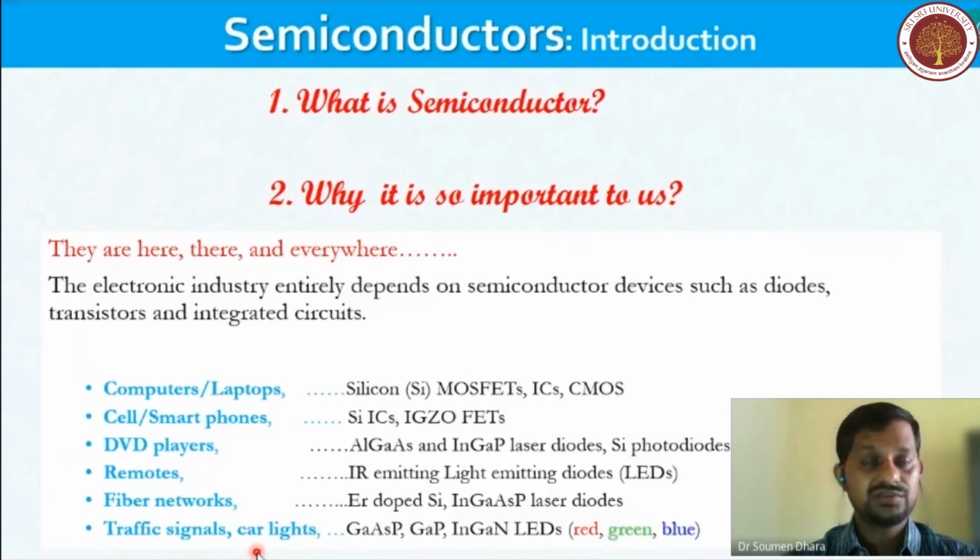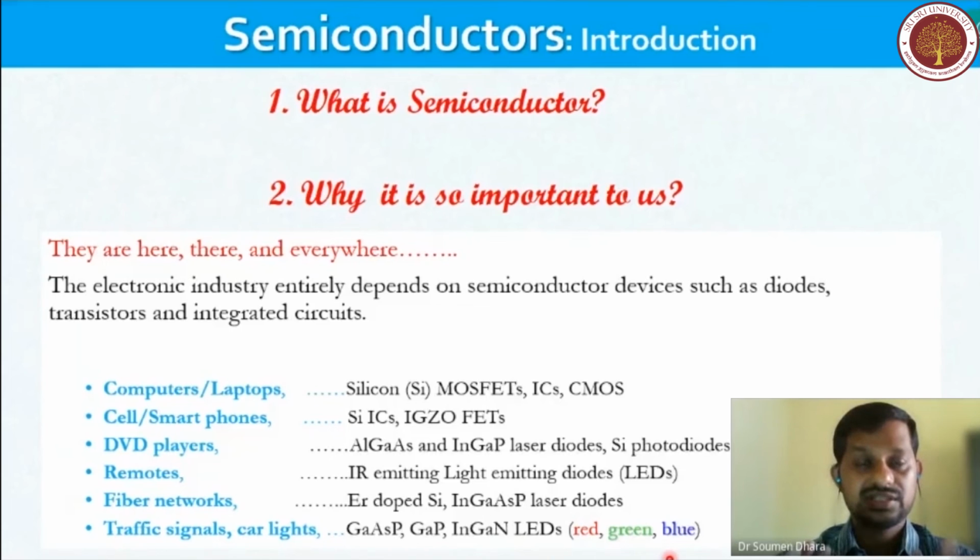And traffic signals. Nowadays we are using LED lights in traffic signals and also in car lighting, where different kinds of semiconductor materials are used to get different colors of light. For example, if you want to get a red light, you can use gallium arsenide phosphide; indium gallium nitride is for the blue light; and gallium phosphide can give you a green light. So depending upon what color you require, you can use a combined or compound semiconductor material.